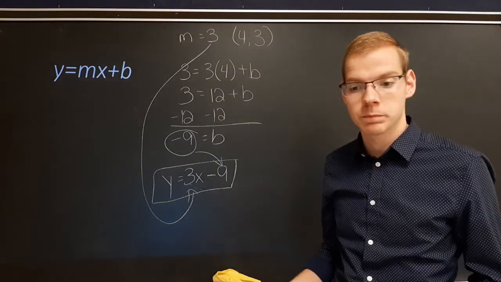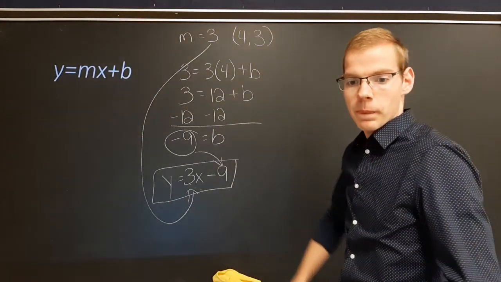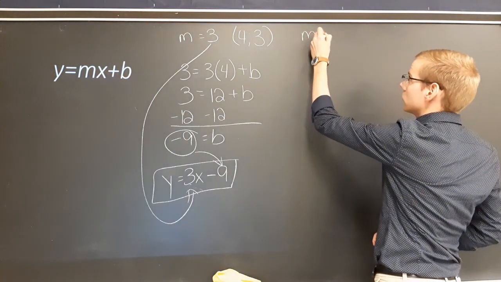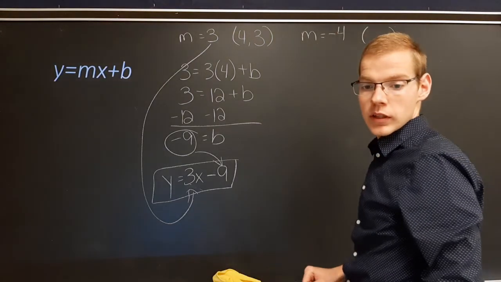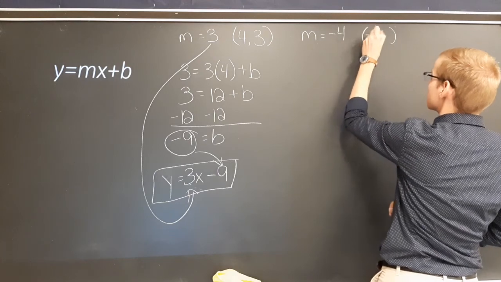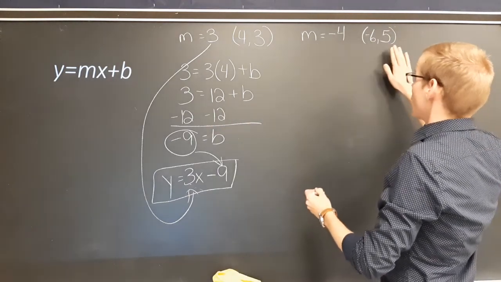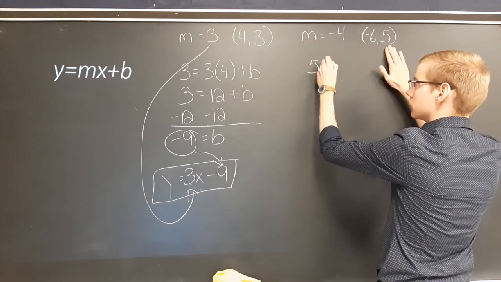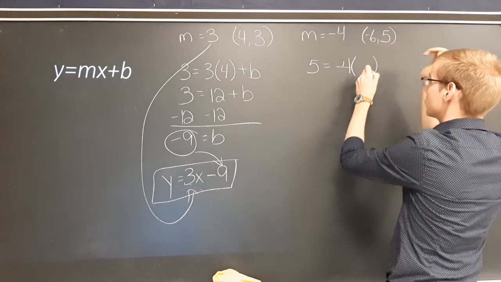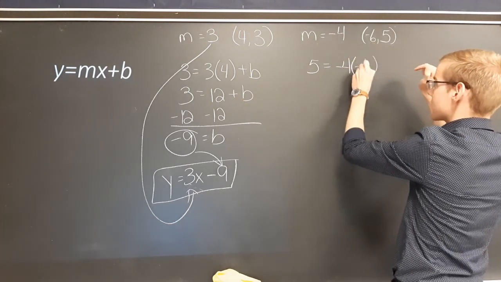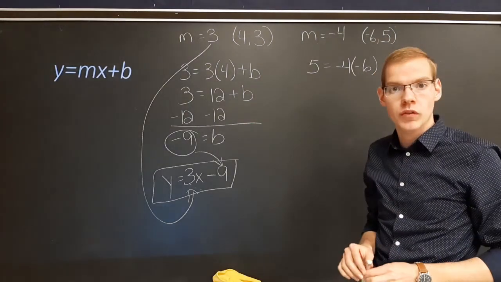Let's do number 2 as well. So again, using that formula, we have an m is negative 4, and our coordinate is negative 6 and 5. Using that formula again, y is 5, m is negative 4, x is negative 6, and we don't know b, which is actually what we're solving for.